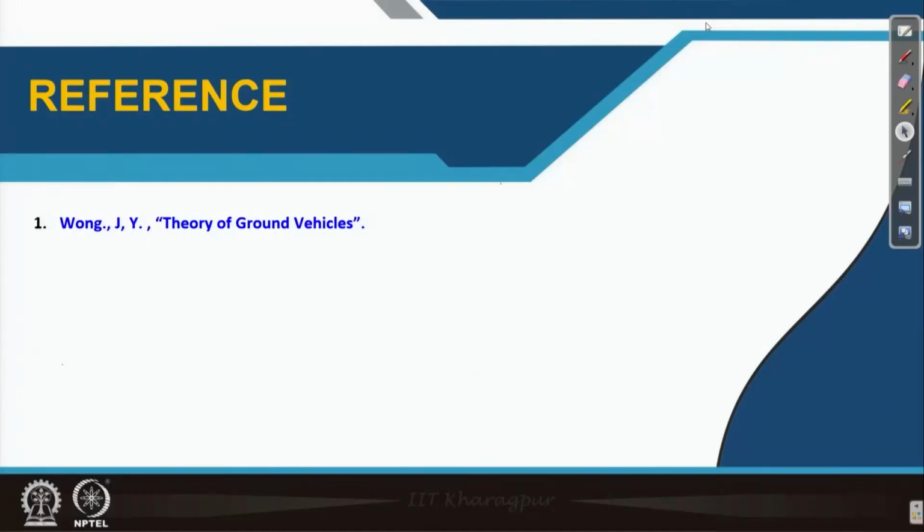And you can refer to the book Theory of Ground Vehicles by Wong J.Y. Thank you.